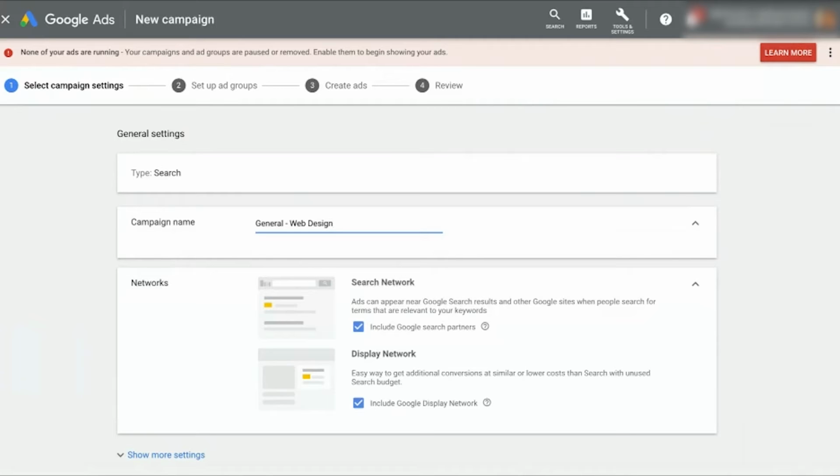So if this was the only service we offered, great. If you offer other services, then please obviously make campaigns for those too, if you wish to generate Google Ads towards those campaigns.